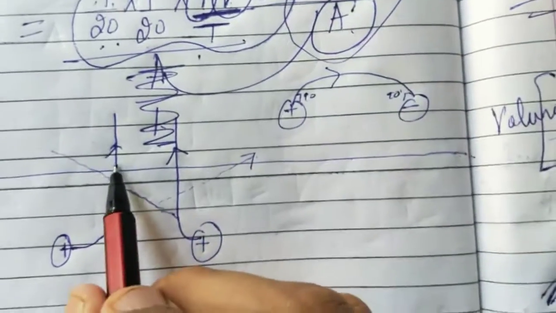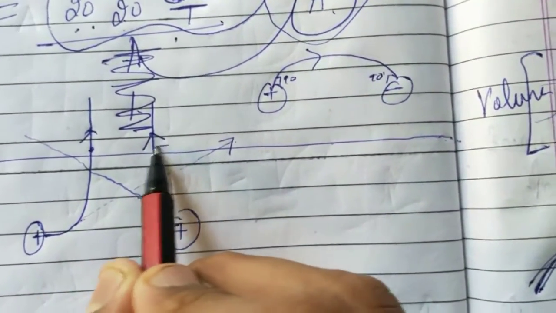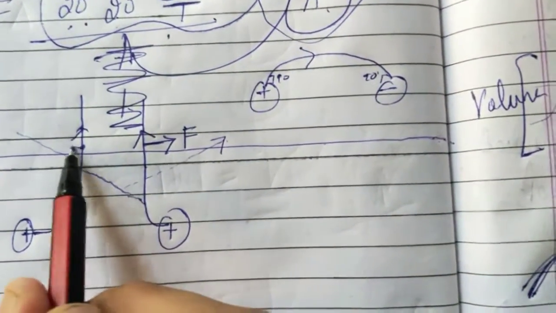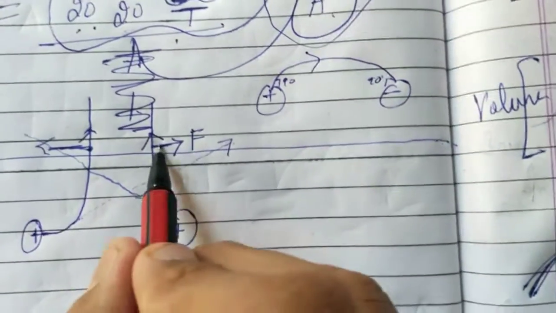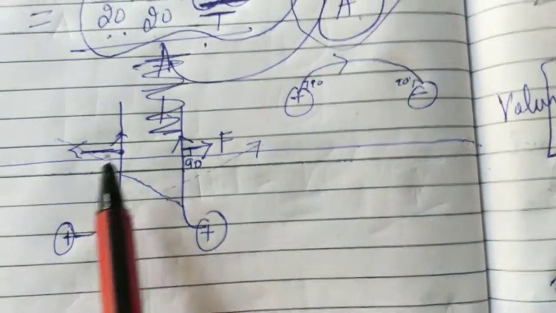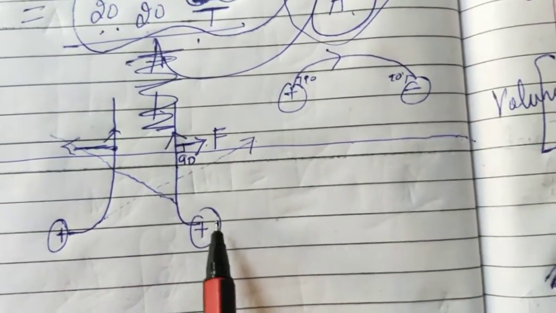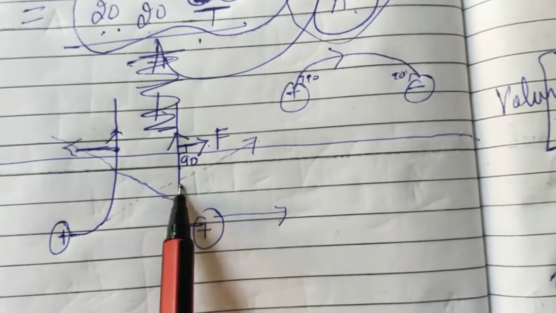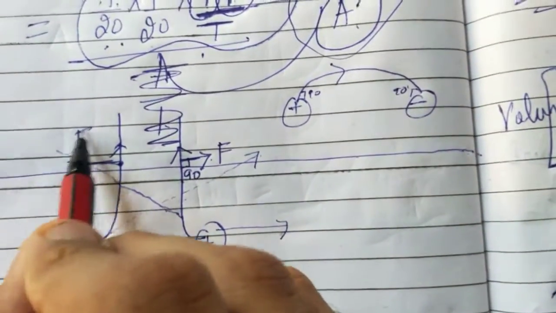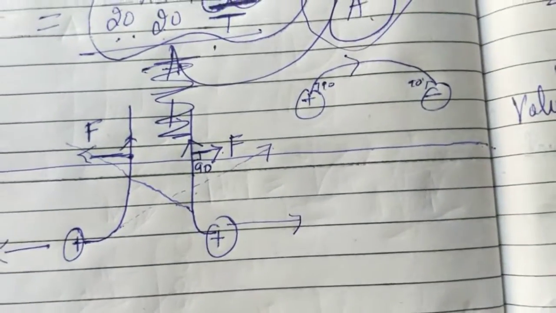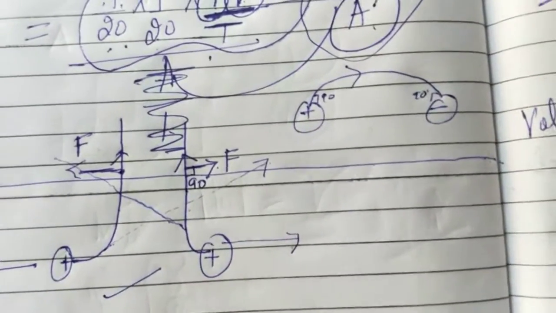So what will happen? This electric field line will apply force on this line in this direction. This line will apply force on this line in this direction at 90 degrees. And when this line is applying force, this charge will be pulled in this direction. And when this line is applying force on this charge, this will be pulled in this direction. So there will be repulsion between two positive charges.